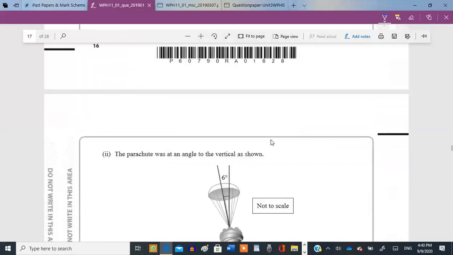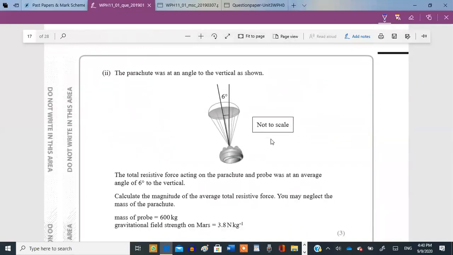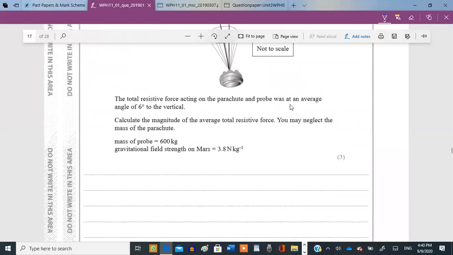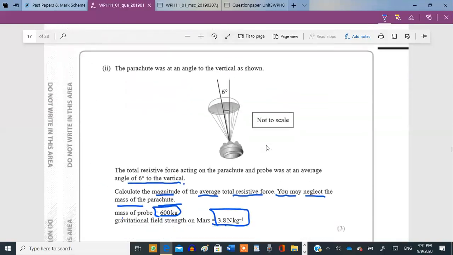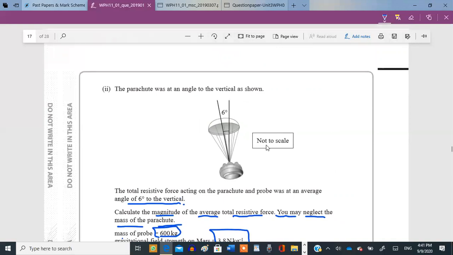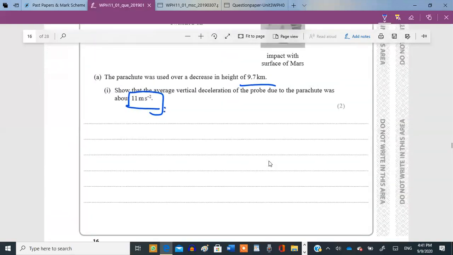Okay. Then the next stage says that the parachute was at an angle of 6 degrees to the vertical. Okay, this is the vertical, and this is the angle of the parachute to the vertical. Now, the total resistive force acting on the parachute and the probe was at an average of 6 degrees to the vertical. Calculate the magnitude of the average total resistive force. You may neglect the mass of the parachute. Now, the mass of the probe is given to you. The gravitational field strength of Mars is also given to you. All you need to do is calculate the magnitude of the total resistive force that acts on this probe.